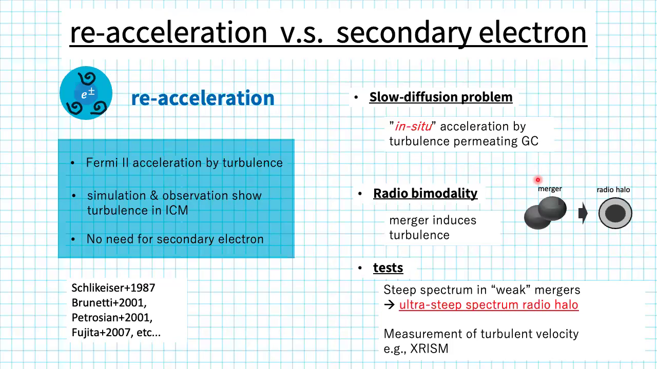And there are important tests of this model. There are many kinds of mergers. Maybe a merger between a big cluster and a small cluster is not energetic enough, and only very weak reacceleration happens in such mergers, which makes a very steep spectrum. This means reacceleration is not efficient enough to make a very flat spectrum. So this is a very important test of the reacceleration model. And also we have a method to measure turbulence indirectly inside the galaxy clusters using the line width in X-ray observation. This can also be an important test of this model.